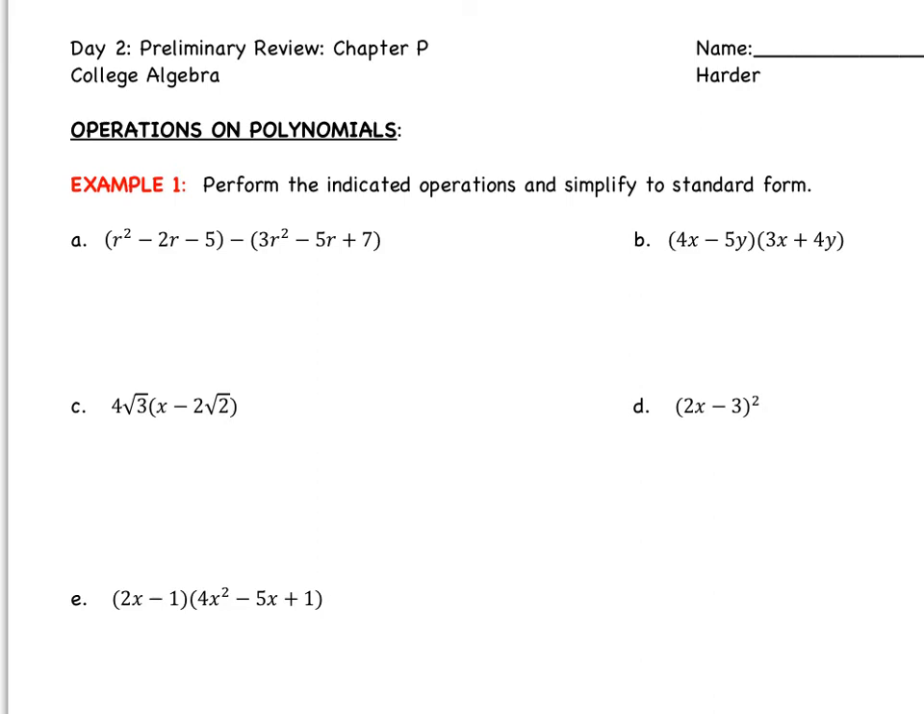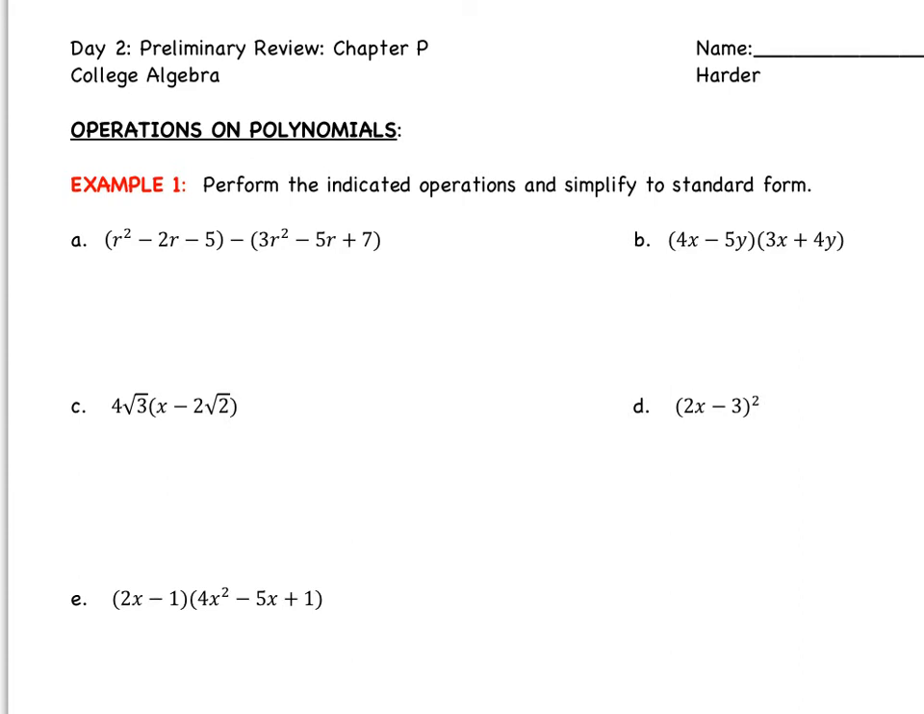Hi everybody, welcome to day 2 of the preliminary review. Our focus is chapter P. We're going to look at operations on polynomials, we're going to talk about factoring, simplifying rational expressions, and then complex numbers. I'm going to try to go through some of this pretty quickly because it is review.